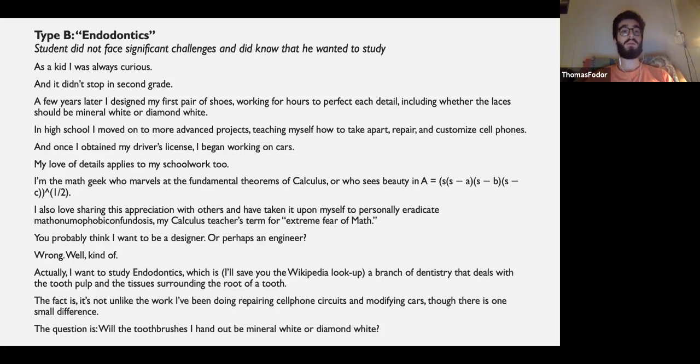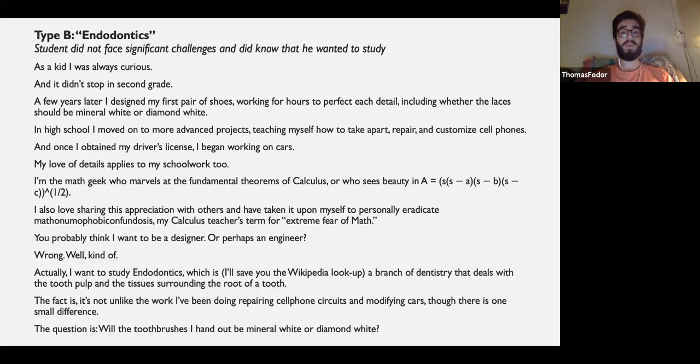My love of detail applies to my schoolwork too. I'm the math geek who marvels at the fundamental theorems of calculus or who sees beauty in this equation. I also love sharing this appreciation with others and have taken it upon myself to personally eradicate mathonomophobia confundosis, my calculus teacher's term for extreme fear of math.